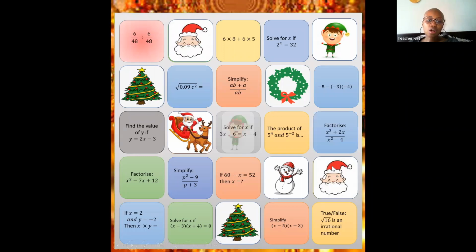This one says solve for x if 3x minus 6 is equal to x minus 4. Thank you, Babi. I see you. So solve for x, guys. Your 3 minutes have started. Let me know what you get. Solve for x. And as usual, the torture will start after like a minute. Burlington, please type your question in the chat.